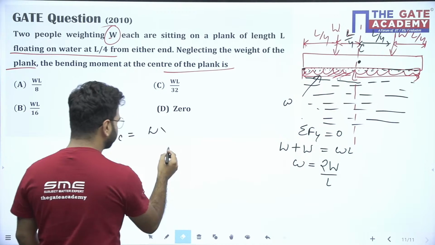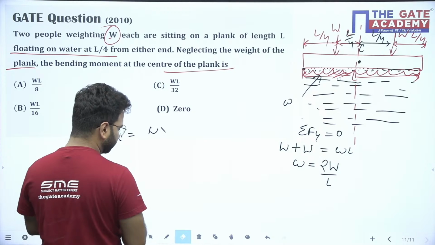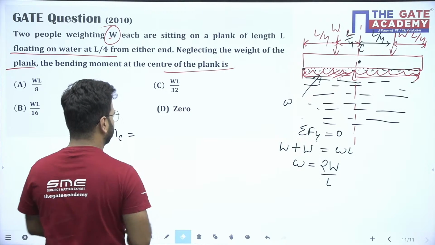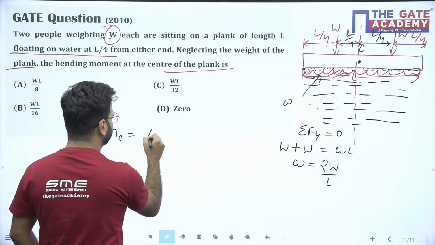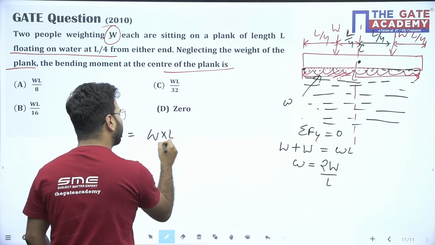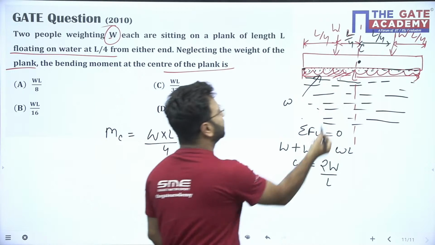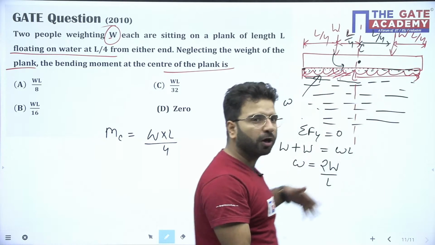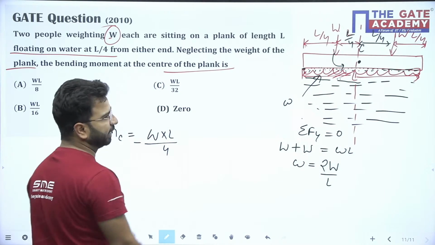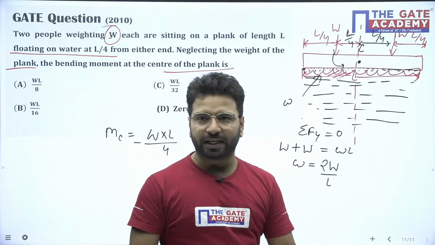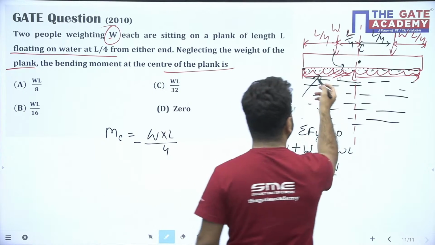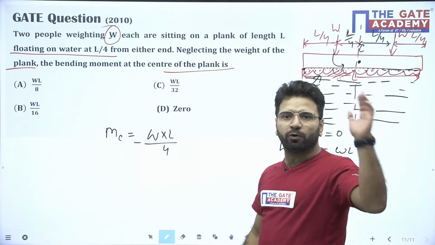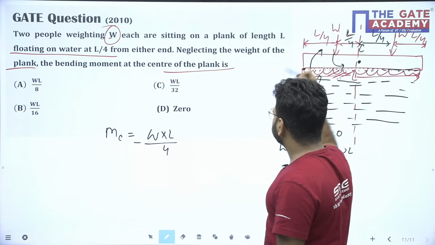W into L by 4, and you can see this will be like that. I am seeing the left side, it will be hogging bending moment. It means this will be negative. And now due to this UDL, the bending moment will be like that. It means it will be sagging.